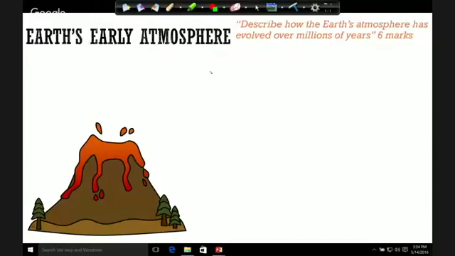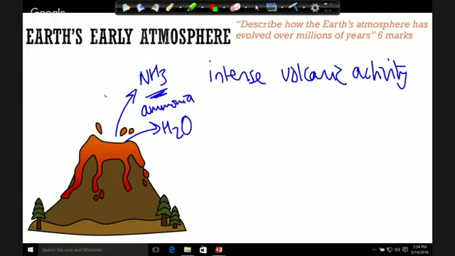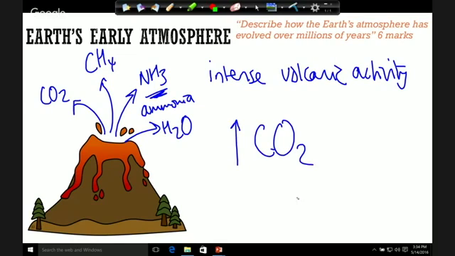There was loads of volcanic activity. There was intense volcanic activity billions of years ago when the Earth first formed. And those volcanoes would have been spewing out things like ammonia, NH3, and water vapour, H2O, and methane, you should know that from the alkanes, CH4, and also loads of carbon dioxide. And actually the early atmosphere had loads of CO2 in it.